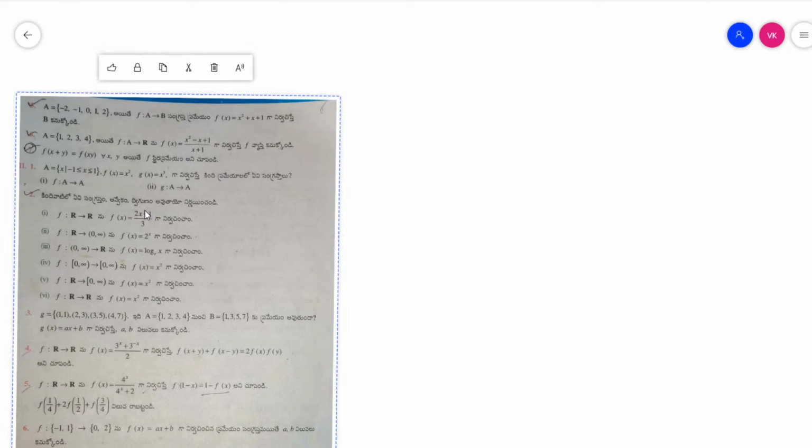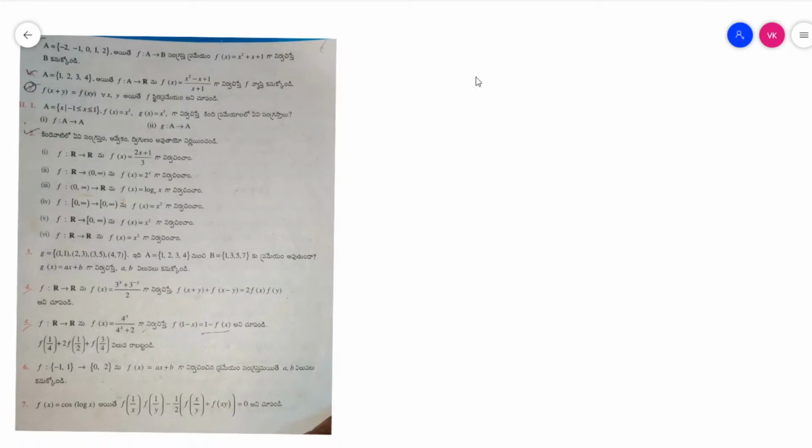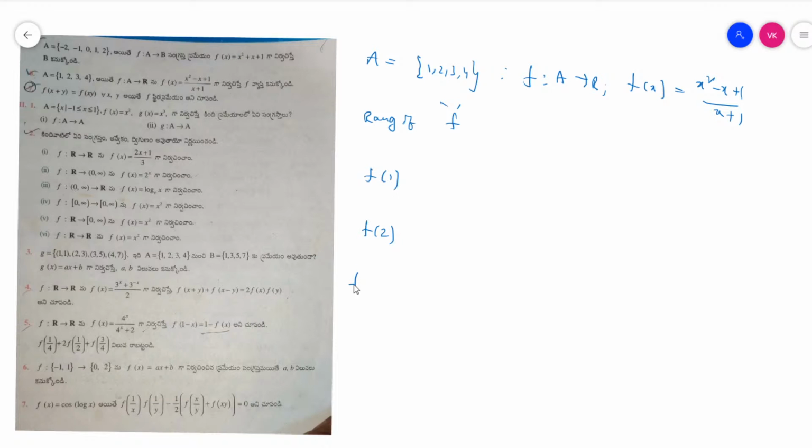The sixth question: given that A is a set of 1, 2, 3, 4 and f maps A to R, and f of x is defined as (x square minus x plus 1) by (x plus 1), then find the range of f. Okay, let's find out first of all f of 1. We have to find f of 2, f of 3 and f of 4. So let's find out f of 1.